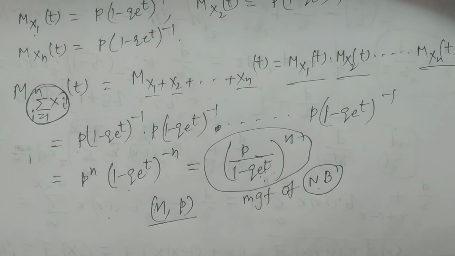If you understand, this is the additive property of the geometric distribution. If you consider n independent geometric variates, and you take their sum, it becomes a negative binomial variate with the parameters n and small p. Small p is the probability of success, and n is the number of trials.